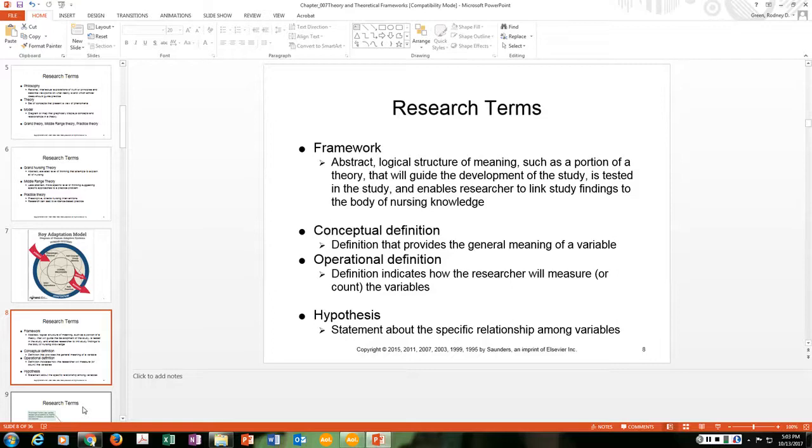I've provided you with two definitions, a conceptual definition and an operational definition. We talked about this in a previous class, but briefly, the conceptual definition provides the general meaning of a variable. The operational definition indicates how the researcher will measure or count the variables. Someone who is developing a proposal for research will include a conceptual definition and an operational definition of the variables. And you know that the hypothesis is a statement about the specific relationships among the variables.